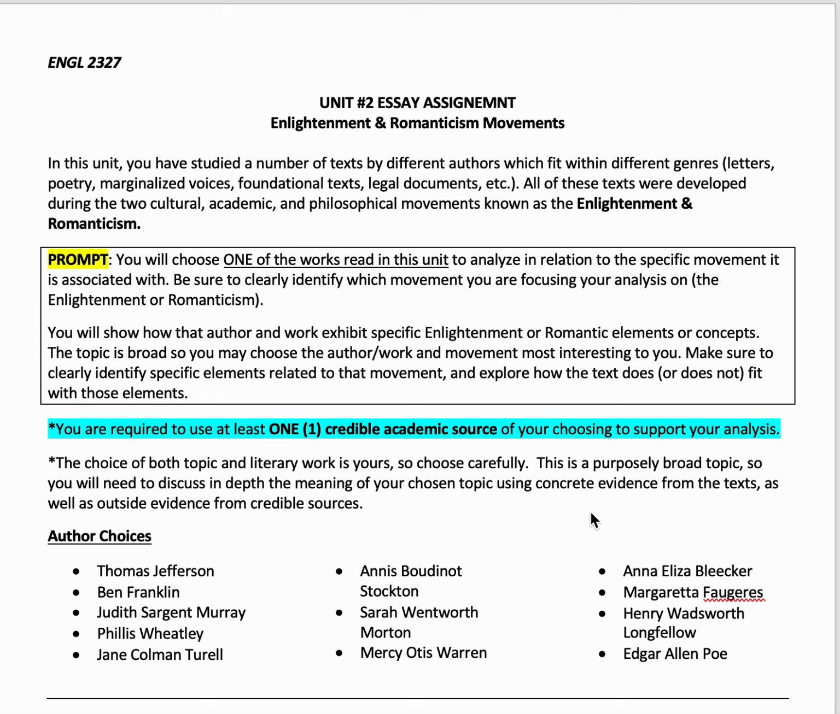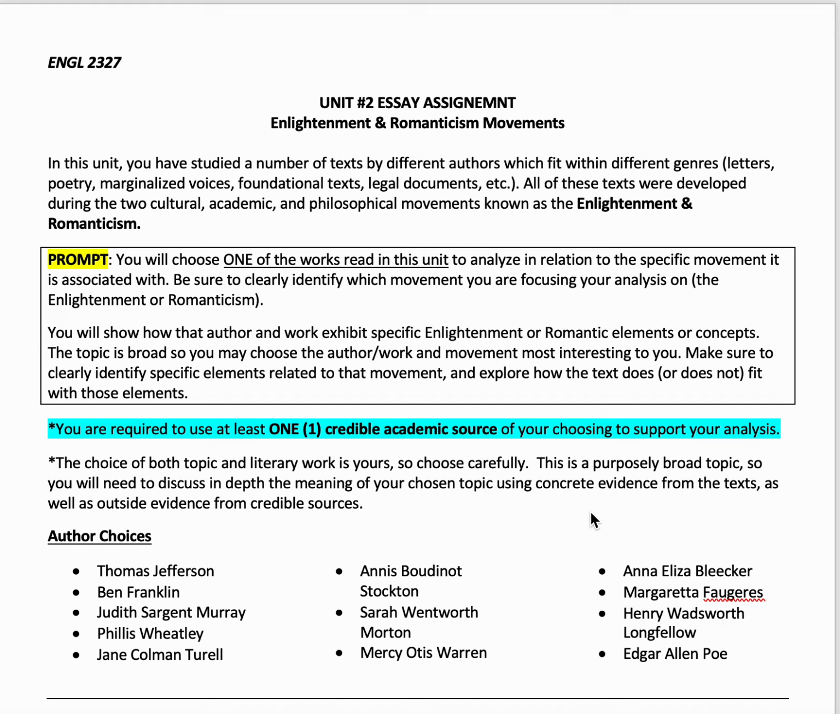Guys, this video is walking you through your second essay assignment. In this unit, you looked at a number of texts from both the Enlightenment and the Romanticism movements, and from different genres as well. So what you're going to do is choose one of the works read in this unit to analyze in relation to the movement it's associated with.